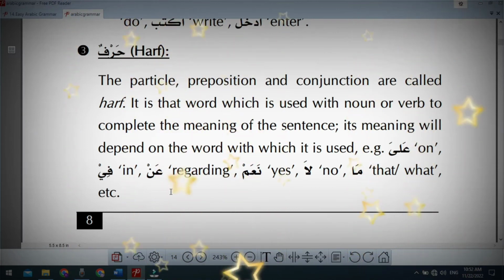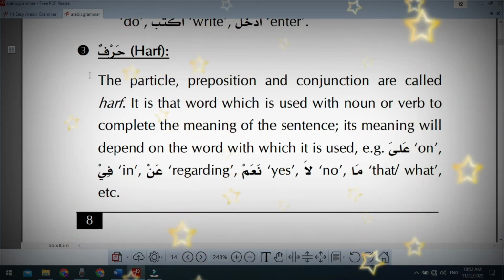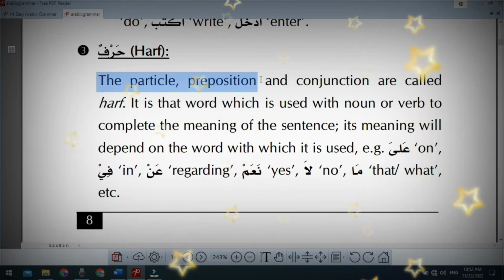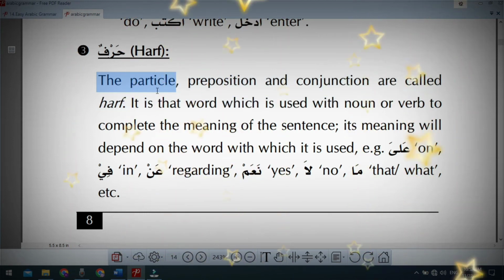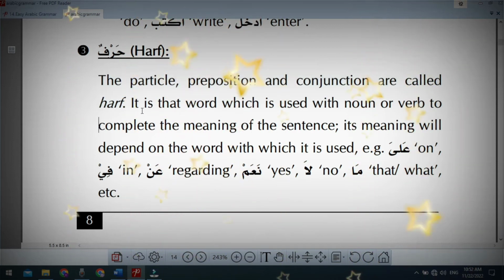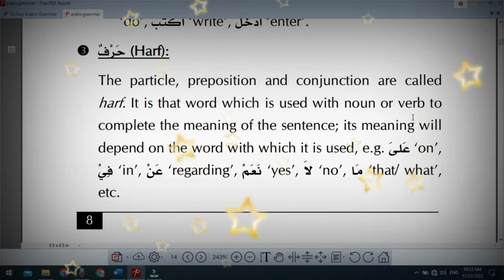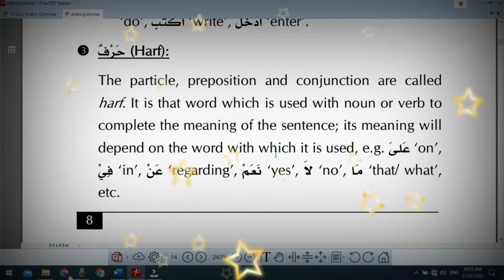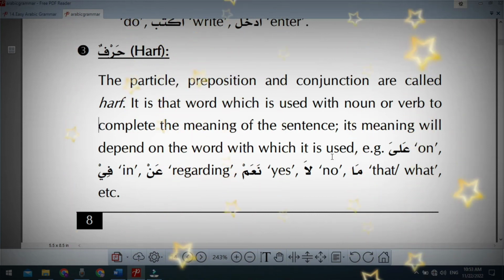The particle, harf, the particle, preposition and conjunction are called harf. It is that word which is used with a noun or verb to complete the meaning of the sentence. Its meaning will depend on the word with which it is used.